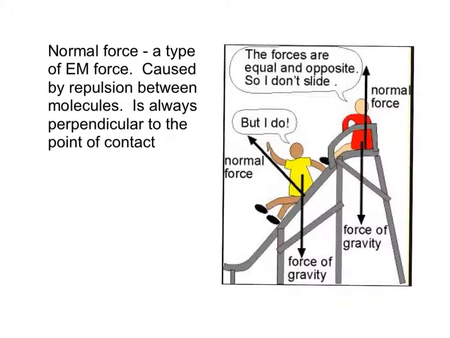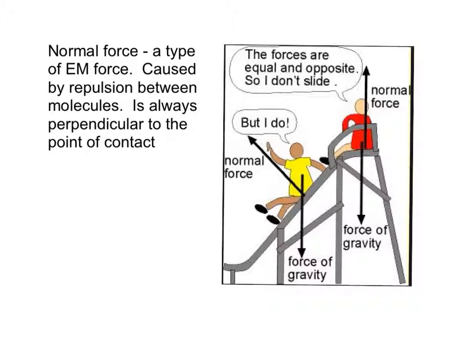Another type of the electromagnetic force is called the normal force. And the normal force is caused by the repulsion between molecules, and it's the force that's always perpendicular to the point of contact. And I know that sounds really scientific-y, but here's what I mean.